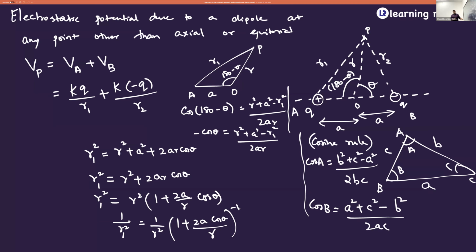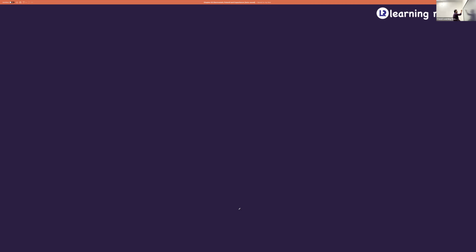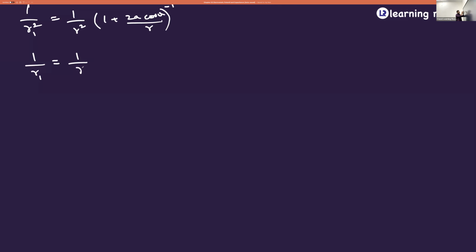Let me write this point alone in the next page. So 1 by R1 square is equal to 1 by R square into 1 plus 2A cos theta divided by R, the whole power minus 1. This is the value. Taking the square root on both the sides, I get 1 by R1 is equal to 1 by R into 1 plus 2A cos theta by R, the whole power minus half. Am I right? So listen to this carefully.